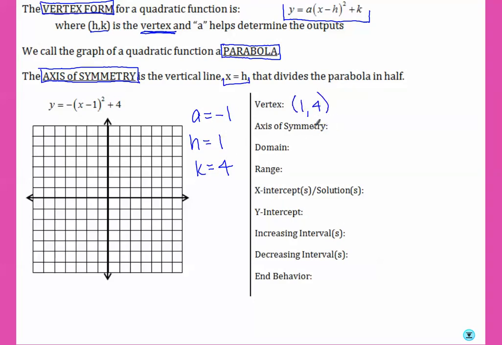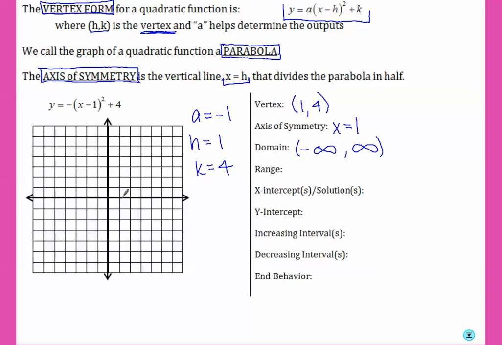Axis of symmetry, we're always going to write this as the equation of a line, so it's going to be x equals 1, because that was our h value. As you may recall from the parent functions unit, domain is always negative infinity to infinity for quadratics. So let's graph and then we'll look at this other information.